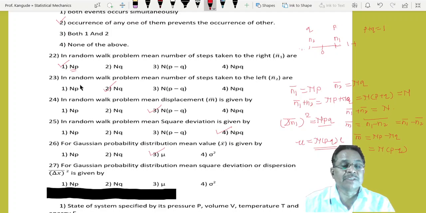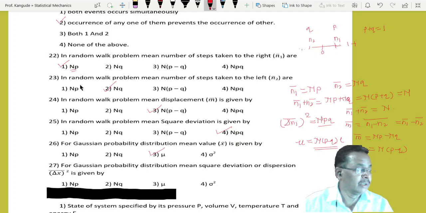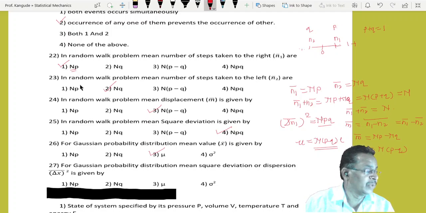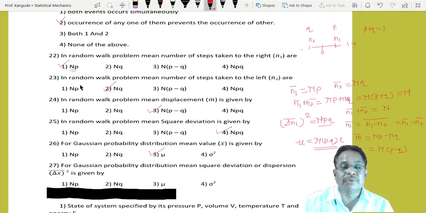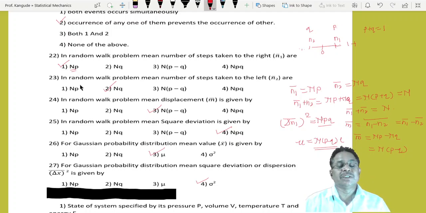And then the last question. For the Gaussian probability distribution, the mean square deviation, that is, we have to calculate this to be delta x square bar. So this mean square deviation or dispersion is given by delta x square bar, delta x bar square. It is given by another simple relationship, and that is sigma square. So this is the correct answer of question number 27.